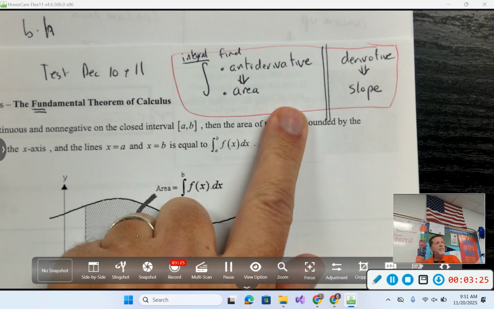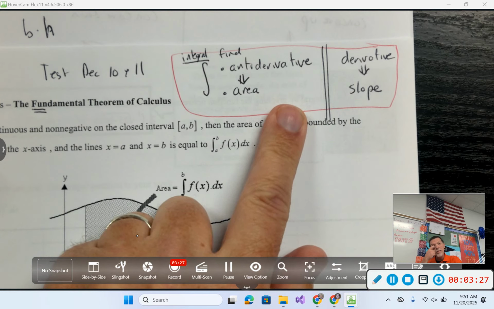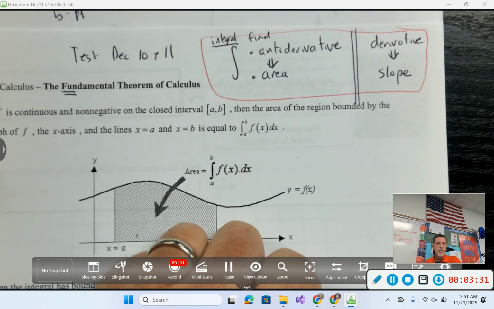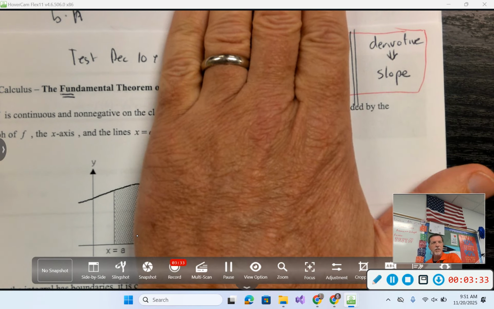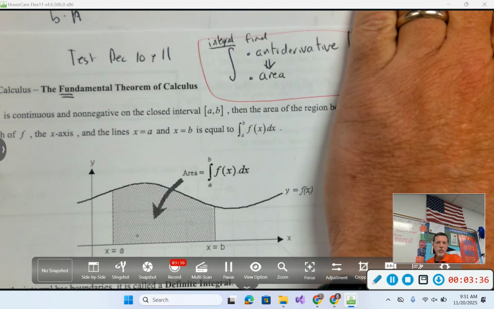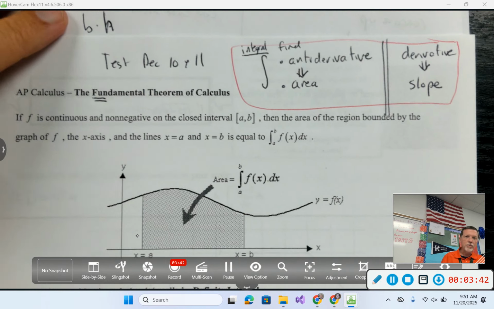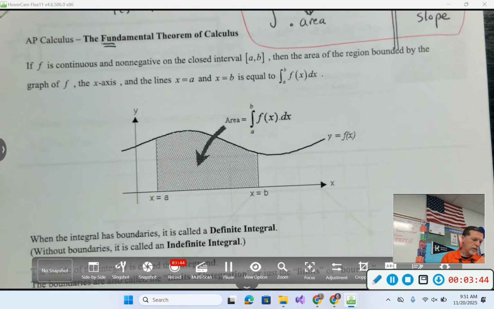And all the concept questions on the AP test get back to one of those two ideas. So we've done a lot of derivative-tells-you-the-slope stuff. Now we're going to switch over and say that the antiderivative tells you the area. Okay, well now let's put some details on that and get some practice with it.